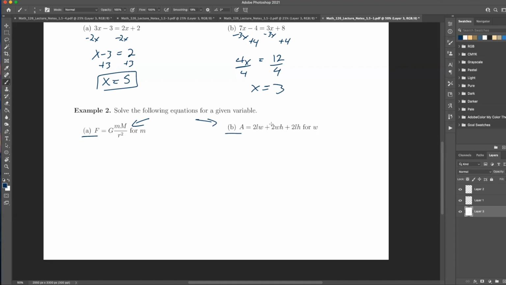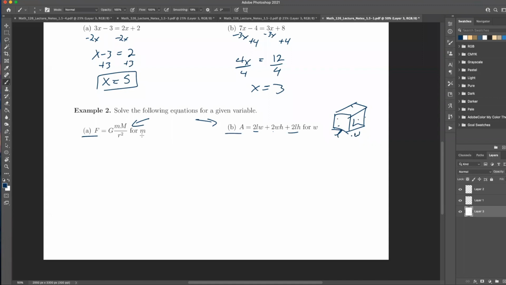I see length and width. Yes, one looks like the area of something. Yes, you are very correct. So this is an area of something. This is the surface area of a box. I have 2 times the length. So we'll call this L, we'll call this W, we'll call this H. So 2 times LW would be the top and the bottom of the box. WH would be the 2 sides of the box, and this would be the other 2 sides of the box. Okay, so this is the surface area of a box.